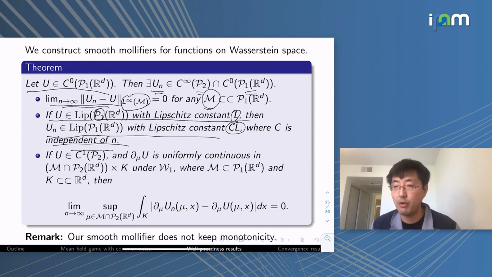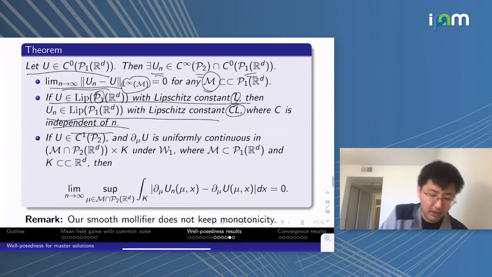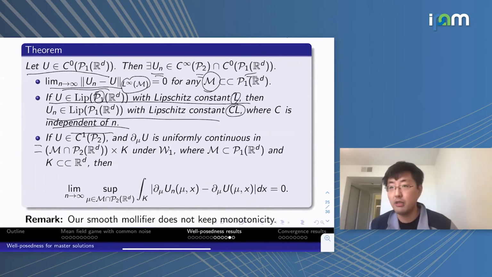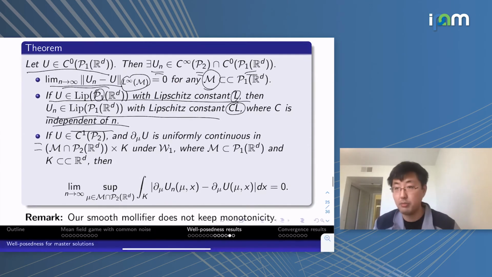We find an example: if U is Lipschitz with respect to W2, the Lipschitz constant of U^N actually blows up when N goes to infinity. And then for number 3, it is actually the convergence for the gradient, partial mu. Again, it's quite complicated, so I just use a simple word to explain what this is.